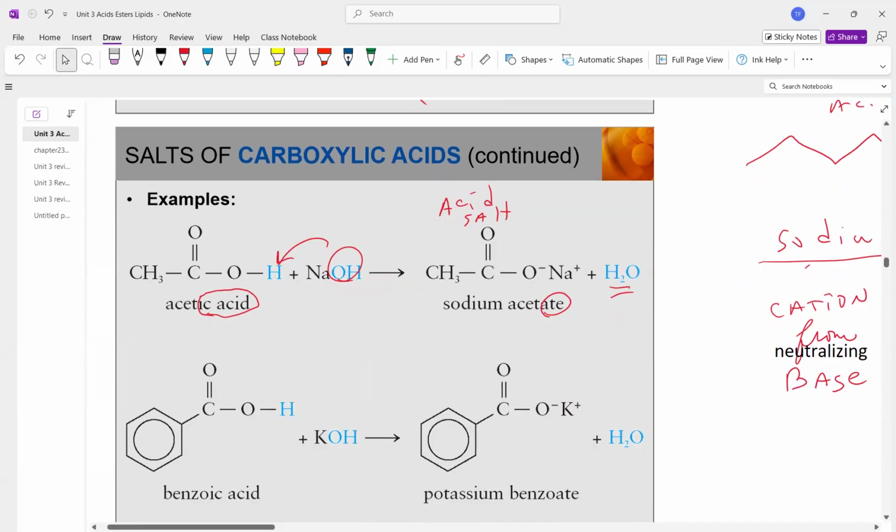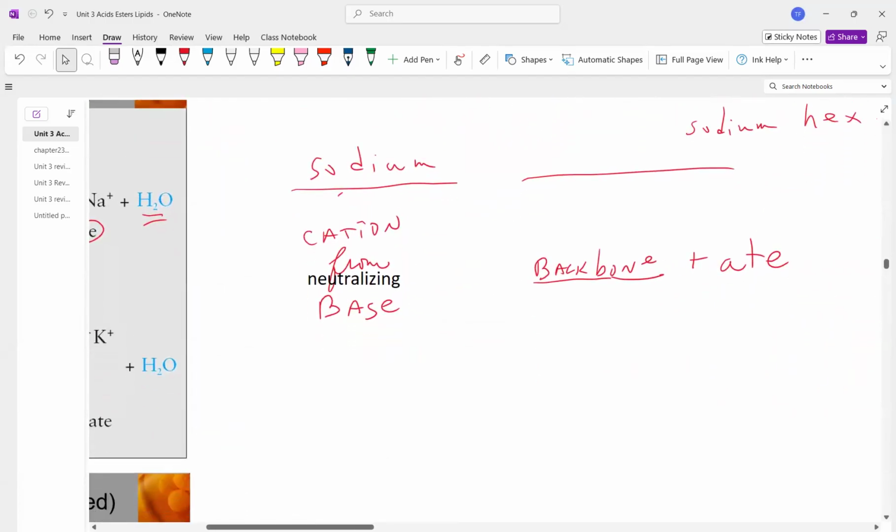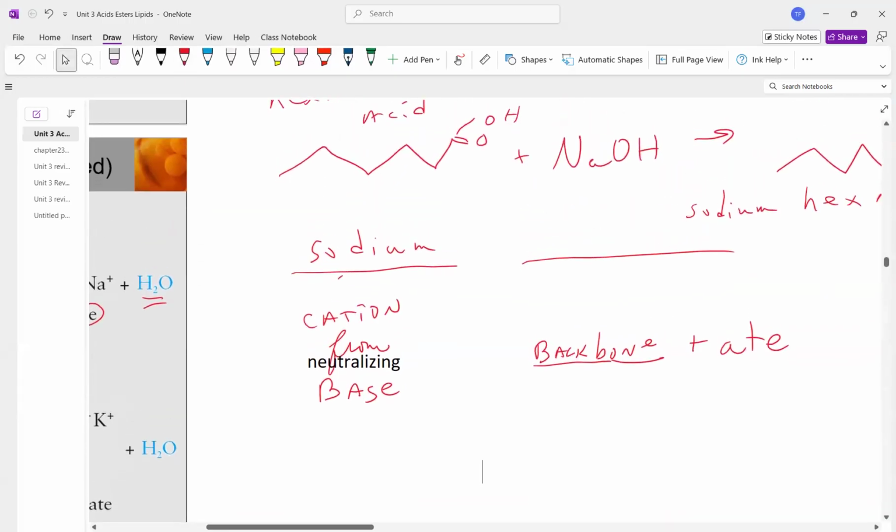Now, when you take off the H of the acid, its name changes. So we neutralize an acid. What we're doing is putting sodium hydroxide with an acid. The OH of the base pulls off the H from the acid, it forms water. What's left over is the salt. So the name of the salt is the backbone plus ATE.